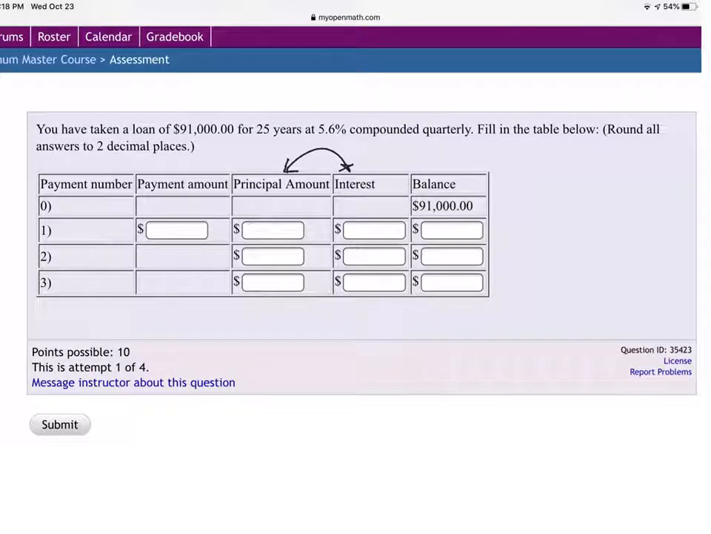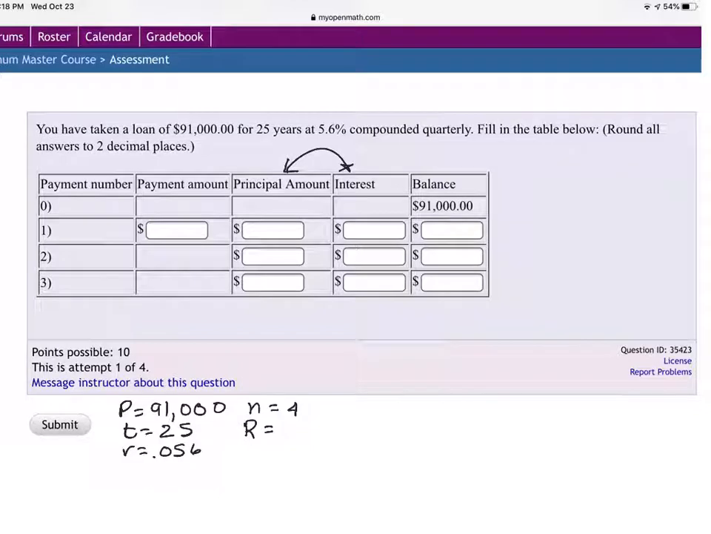So in our amortization tables in our notes, I had already found the monthly payment for you. So we'll need to do that here. So the loan is $91,000 in this situation. Our time is 25 years. Our rate is 0.056. Our N is 4 because it's quarterly. And we are looking for the payment amount, which is our capital R. That's going to be our regular payment.